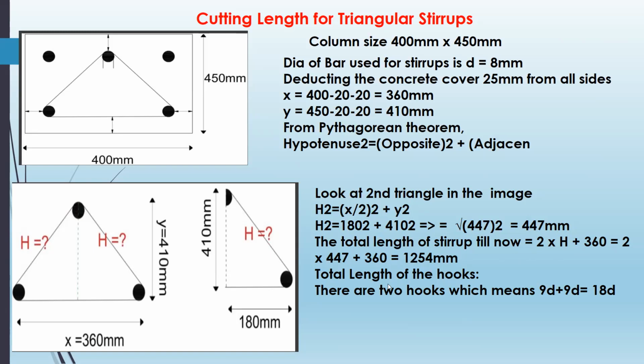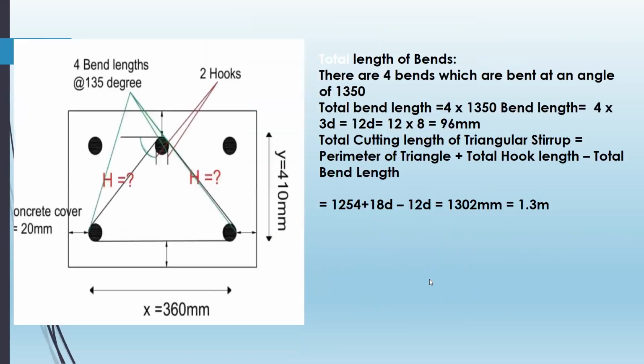So total length of the hooks: there are 2 hooks, which means 9d plus 9d is equal to 18d. Total length of the bends: here you can see there are 4 bends of 135 degrees, which have been marked, and the 2 hooks are also marked. Total bend length is equal to 4 into 135 degree bend length, which is 4 into 3 dia, that is 12 dia, that means 96 mm.